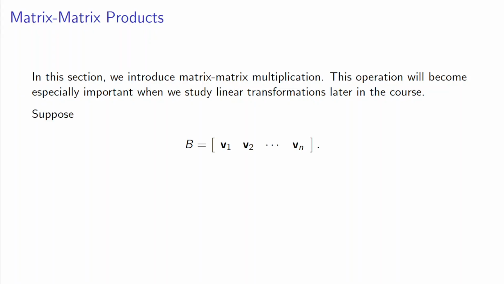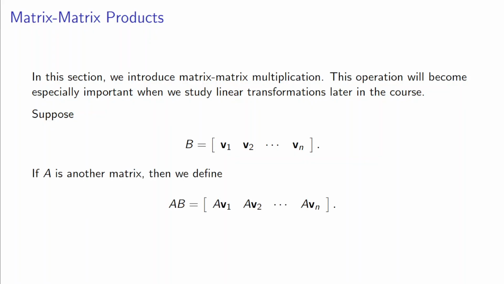So suppose we have the matrix B consisting of the columns V1, V2 through Vn. So, these columns are vectors in some space, maybe Rm, making B an m by n matrix, for example. And then if A is another matrix of a specific size, we'll talk about what size makes sense, then we can define the product A times B as the matrix whose columns consist of the matrix vector products AV1, AV2, dot, dot, dot, down to AVn.